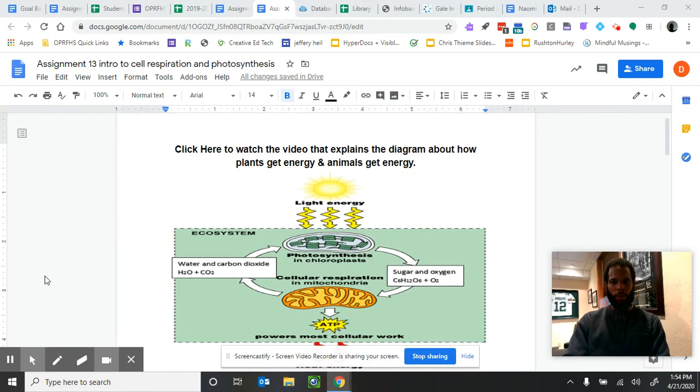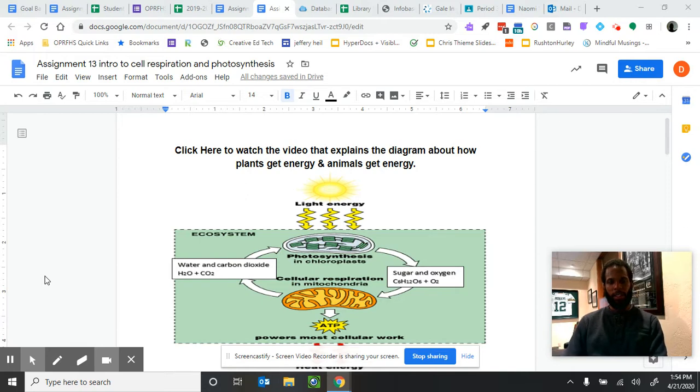I'm going to walk you through assignment 13, which is called the Introduction to Cell Respiration and Photosynthesis. As you've learned before, we all need energy to grow and breathe and survive and eat and do all the things we need to do to survive. That is true for both plants and everything else that's not a plant on planet Earth. So to do that, we're going to talk about this little diagram here first.